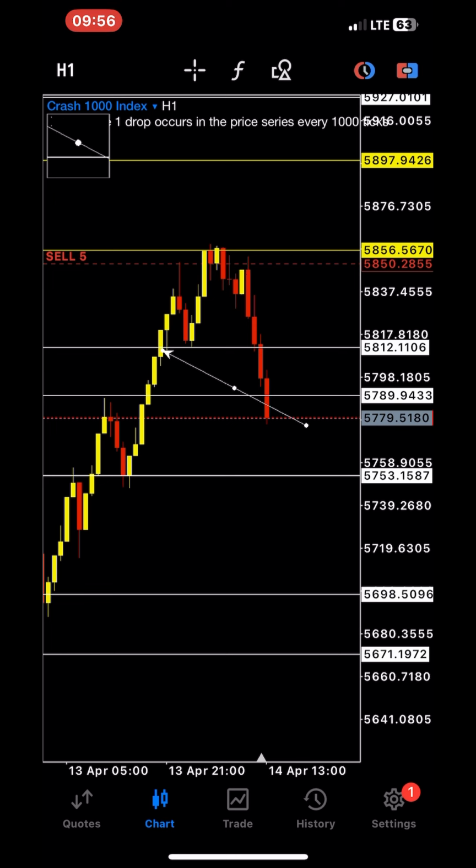Now here you can see what we have here. We have what? A shoulder, all right? We have the leg, and then we have the head. And then we have the second shoulder. This is what we call a head and shoulder pattern.